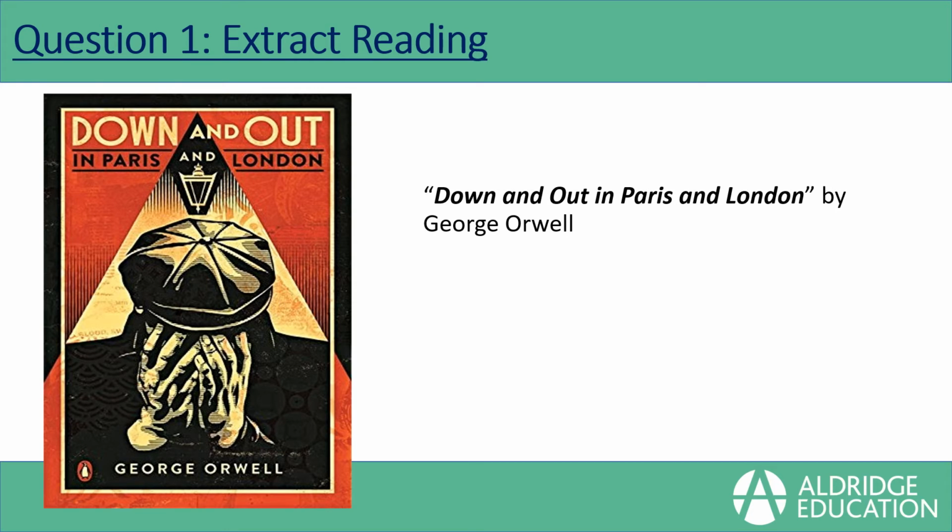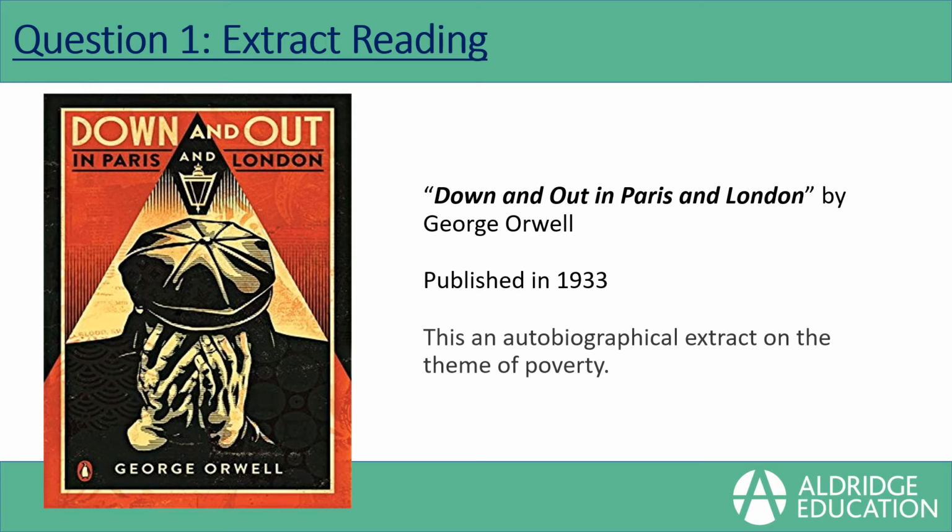So this is the extract we're going to be looking at today. It's called Down and Out in Paris and London by George Orwell. It was published in 1933, so before World War II. And it's an autobiographical extract on the theme of poverty.